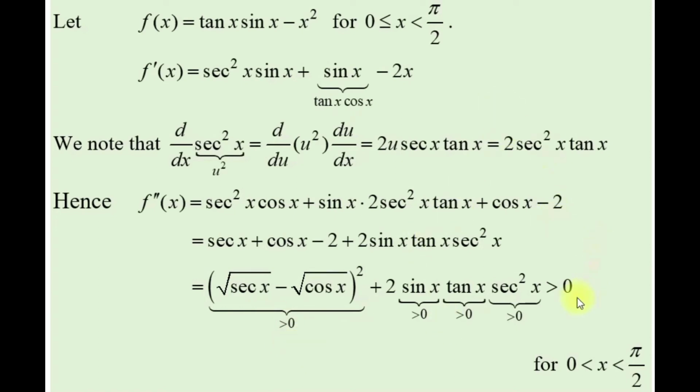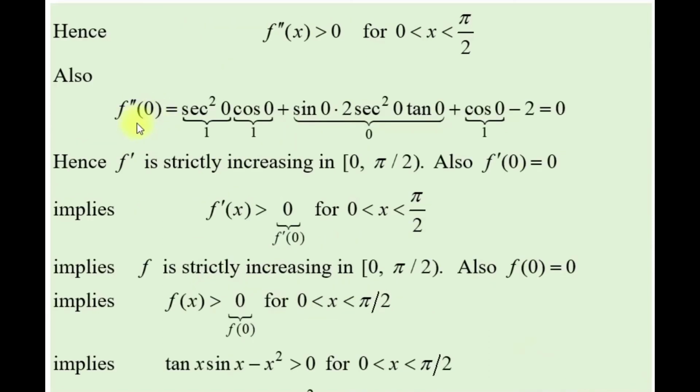And also on the open interval 0 to pi by 2, sin x is greater than 0, tan x is greater than 0, and sec square x is also greater than 0, because square of a non-zero number is always greater than 0. So we conclude that f double prime of x is strictly greater than 0 for 0 less than x less than pi by 2. Also f second derivative evaluated at 0 is equal to sec square 0 cos 0 plus sin 0 into 2 sec square 0 tan 0 plus cos 0 minus 2, and putting all these values we get this is equal to 0.